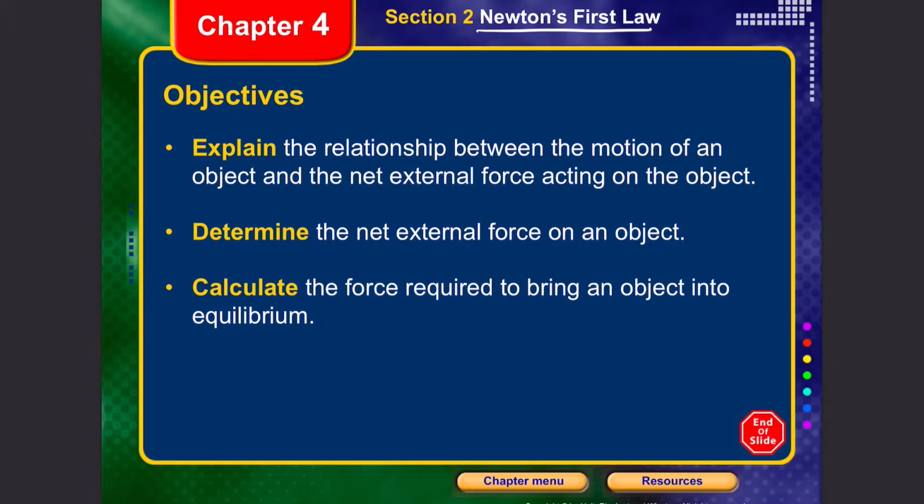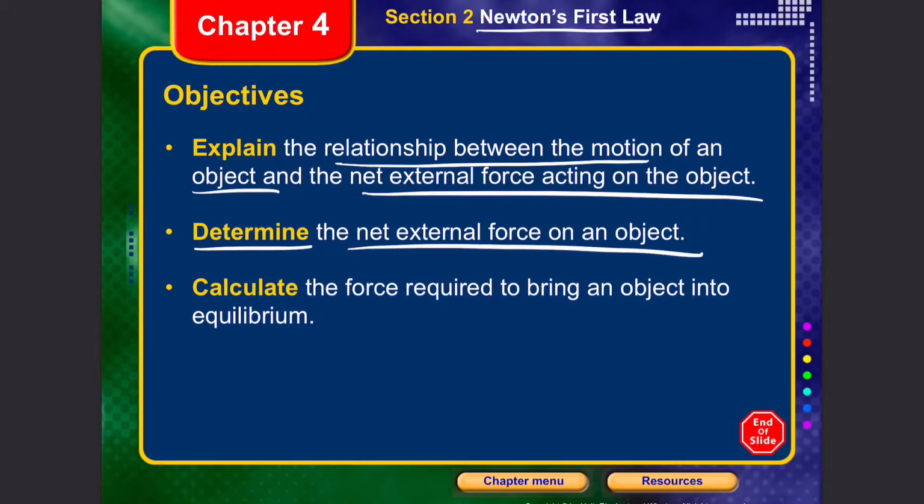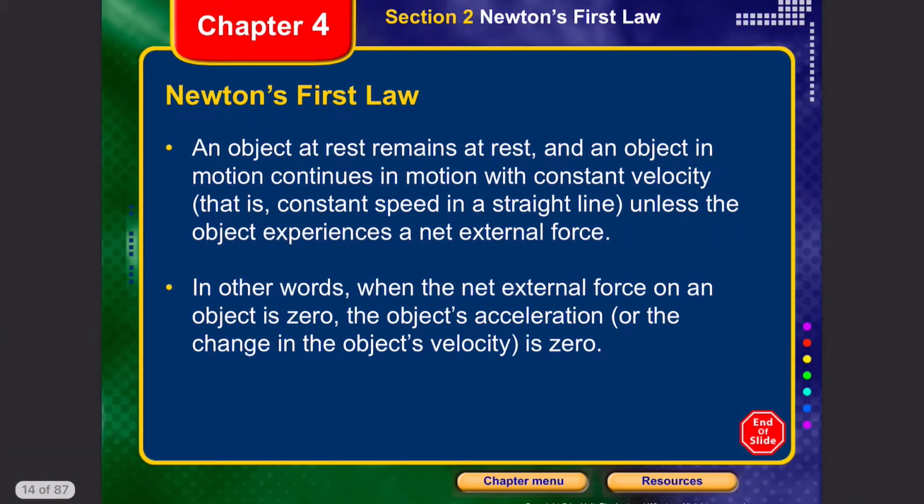So the objectives in this section would be, first, to explain the relationship between motion of an object and the net external force acting on an object. And second, to determine the net external force on an object. And third, to calculate the force required to bring an object into equilibrium. So let's start with Newton's first law.